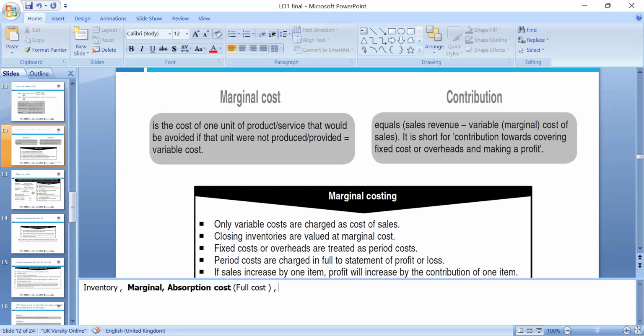every unit, but mostly we consider it as variable cost. So under marginal costing, we calculate the contribution. What is the contribution? We'll go through the formula. Contribution is equal to selling price minus your variable cost. So that equals contribution. And that's what we do under marginal costing.